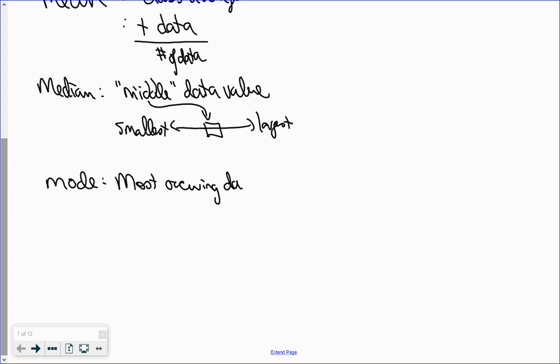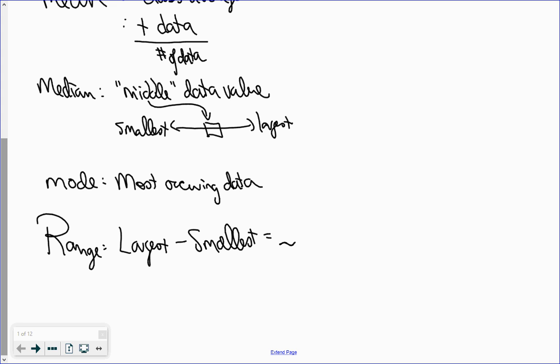For example, in that class of 15, let's say 5 kids got 75%, and that was the highest number that was repeated. In other words, there was no other number that appeared more times than 75%, then the mode would be 75% for that test. Range is if you take your largest data value and subtract the smallest data value. What you get out is the range.